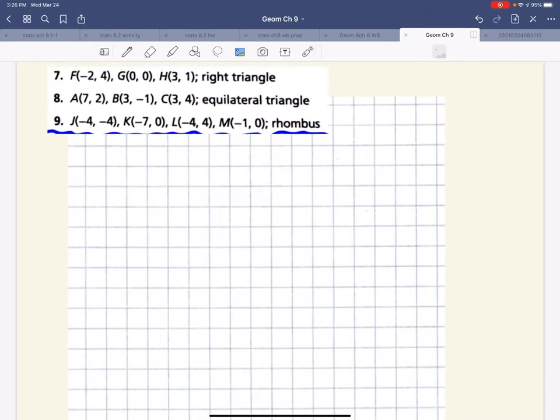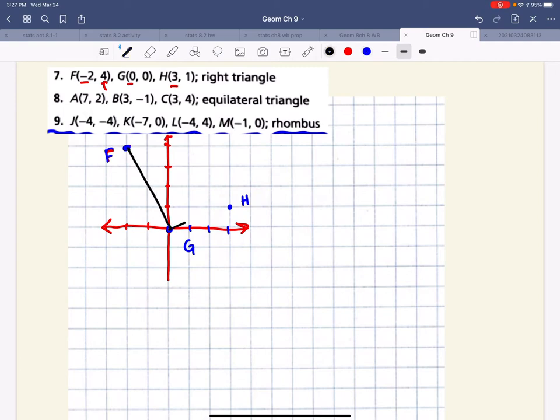Okay, number 7 says if F was negative 2, so in the X and Y, I don't have to move very far. And my height, I'm only going up to 4. Okay, so I don't have to go up too high either. So negative 2, positive 4 is F. 0, 0 is G, our origin, and 3, 1 is H. Okay, so here's our shape.